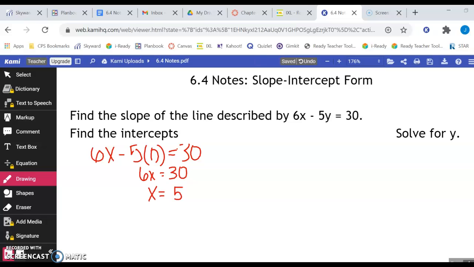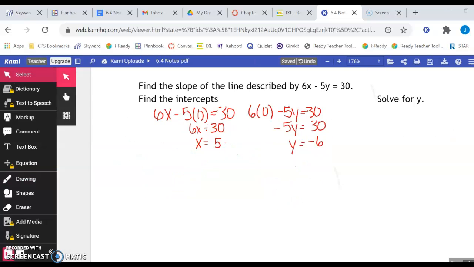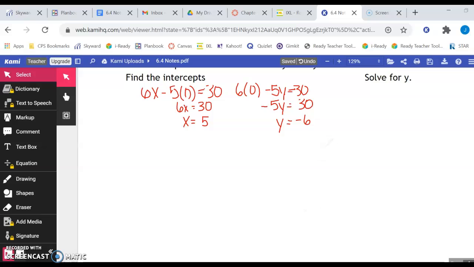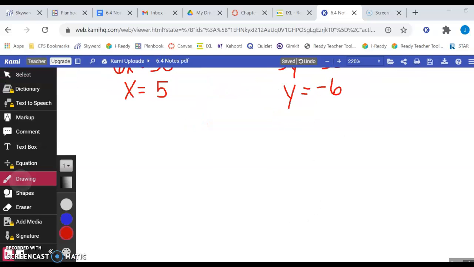Then I'm going to have to do the same thing for the y. If I want the y-intercept, I'm going to put a 0 in for x. So I'm going to have 6 times 0 minus 5y equals 30. And 6 times 0 is 0, so I'm left with negative 5y equals 30. So negative 5 times what is a positive 30, so y would have to be negative 6 in this case. And then I would put those on a graph.